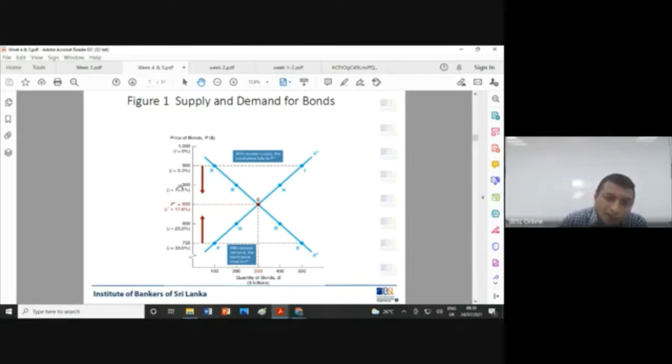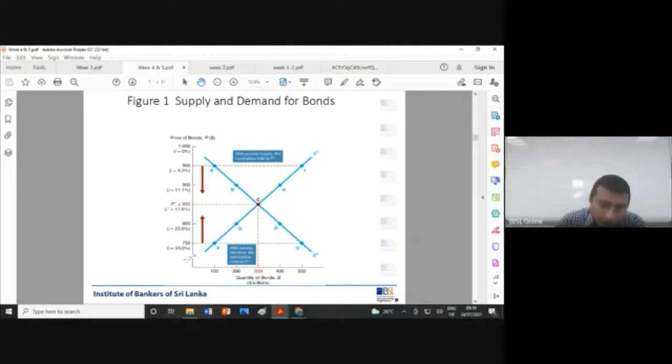When it goes to 900, the price is even lower than 950, and the interest rate is more than 10, it is 11.1. And similarly, price is 850, 800, 750. See, the higher the price, the lower the interest rate. The lower the price, the higher the interest rate.